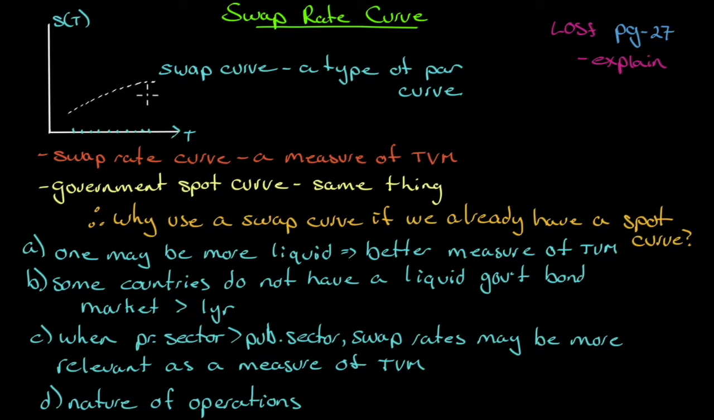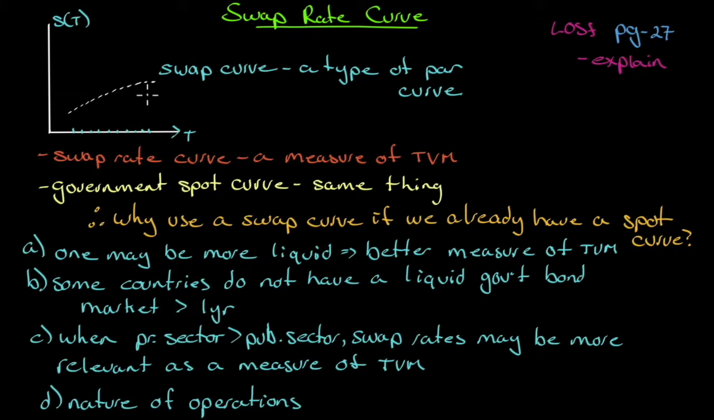If you construct a government spot curve for every country in the world and you tried to price out a bond with those, guess what? You're going to come up with different prices in each one. So let's say that you're an American company and you're issuing a bond in the U.S. What's the appropriate one to use? Probably the government spot curve.